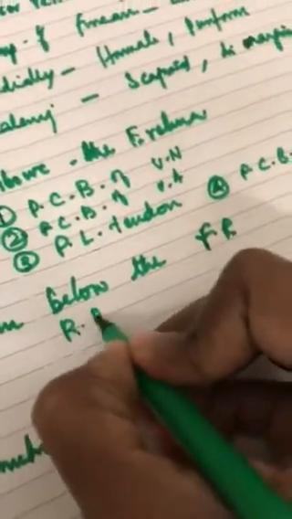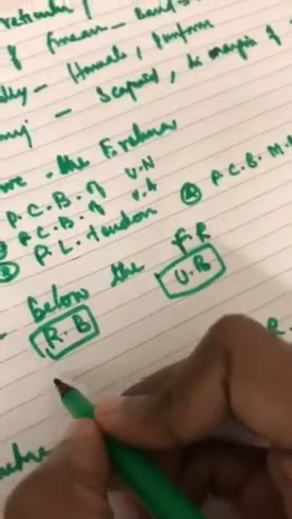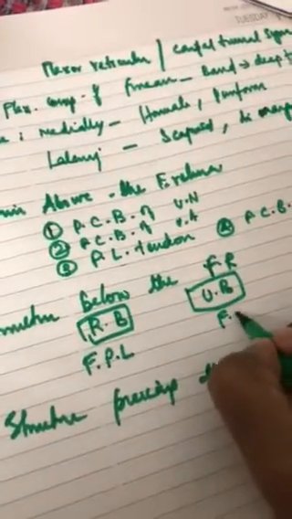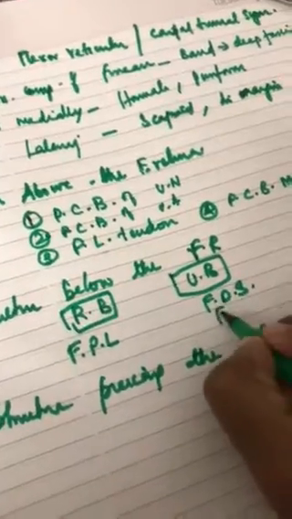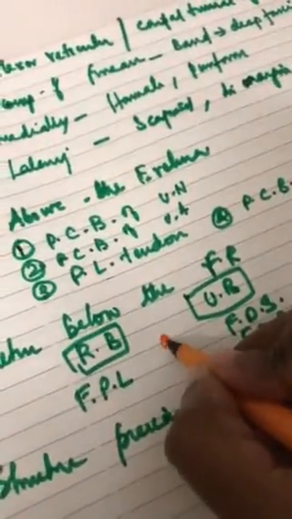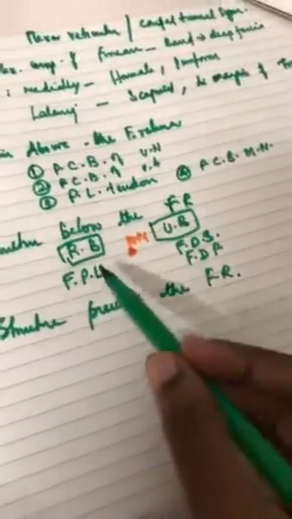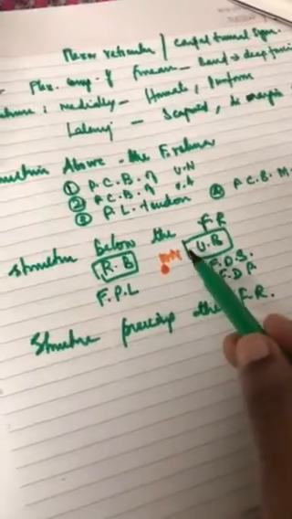So now we will write, okay, 2 bursa. One is radial bursa, another one is ulnar bursa. What is the content of these 2 bursa? Radial bursa: flexor pollicis longus, and in the ulnar bursa you have flexor digitorum superficialis and flexor digitorum profundus. In between these two, what is the midline structure we saw? The median nerve. Understood? Okay, so these are the structures lying below the flexor retinaculum.